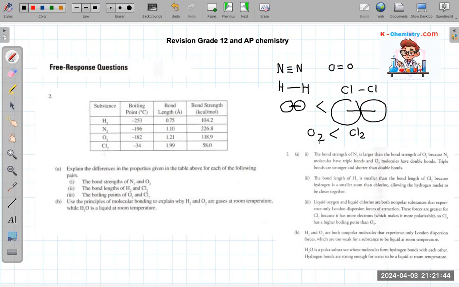Use the principles of bonding to explain why H2 and O2 are gases at room temperature, while H2O is a liquid at room temperature. These two are nonpolar molecules and contain only LDF. That's why they are very weak, while H2O also contains hydrogen bonding, which makes for stronger intermolecular forces of attraction, allowing it to take the shape of a liquid by binding the molecules together at room temperature. So that's why they are stronger intermolecular forces than O2 and Cl2.